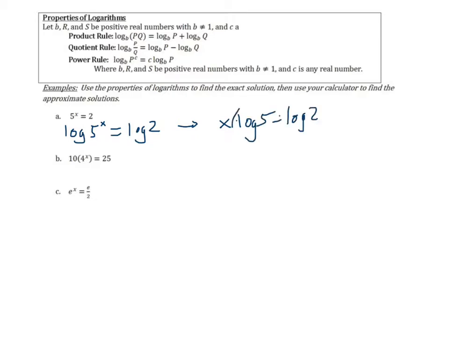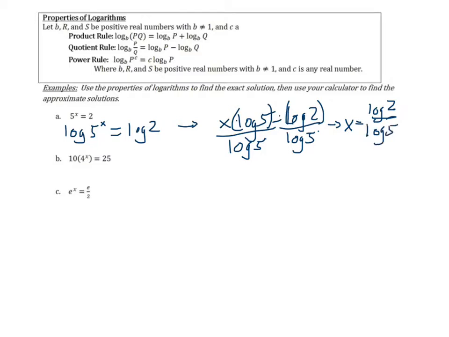Remember, these logs are just numbers. We have the x out in front now, so we can divide this off. Divide by the log of 5, divide by the log of 5, and now we have our answer. The exact answer is x equals log of 2 over log of 5. Okay, there's an exact answer. If we want an approximate, we can use our calculator to find out by dividing these. Then we end up with about 0.431. Okay.